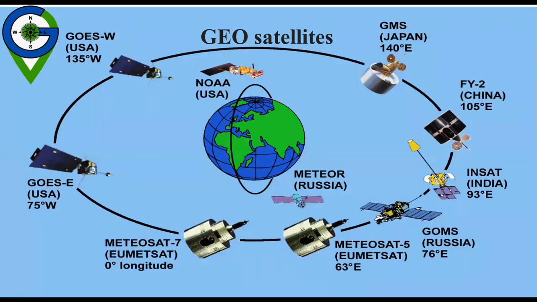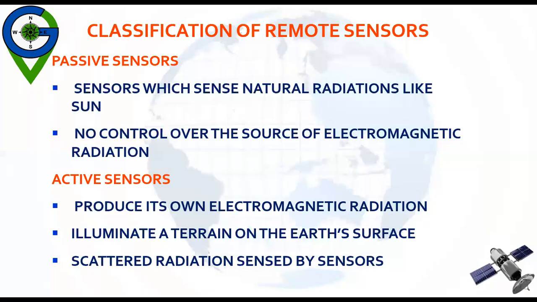So these are the geostationary satellites: NOAA of USA, Meteor of Russia, Meteosat of EUMETSAT, GOMS of Russia, INSAT of India, FY2 of China, GMS of Japan. Okay, so these are the different geostationary satellites of different countries.